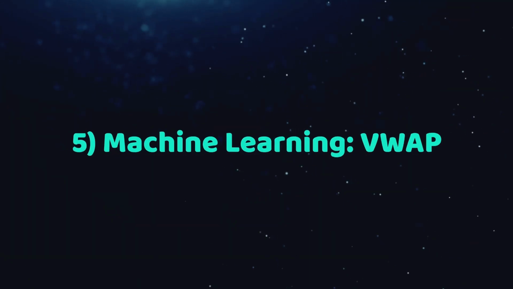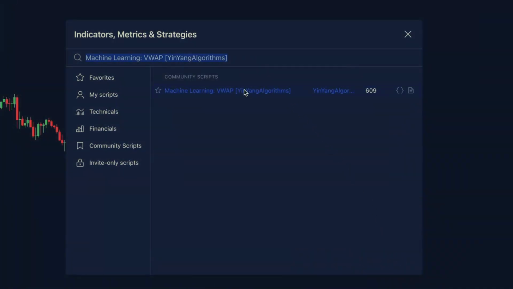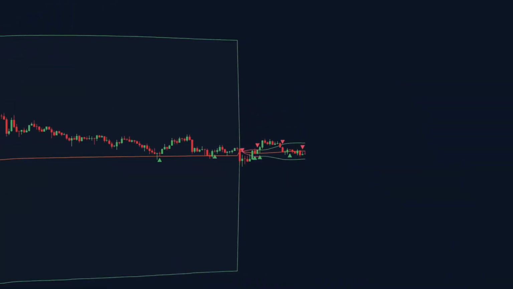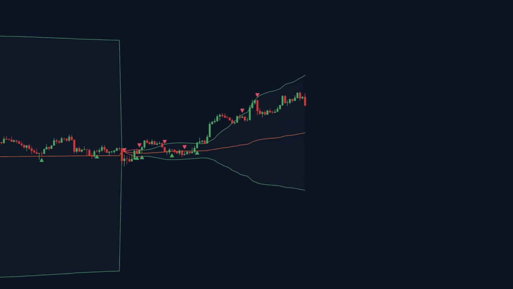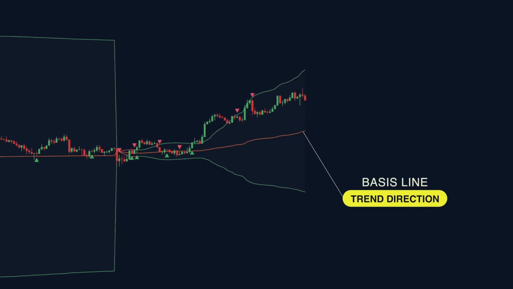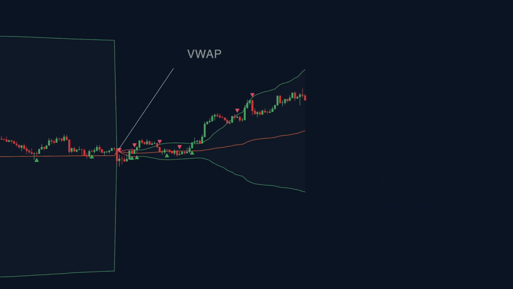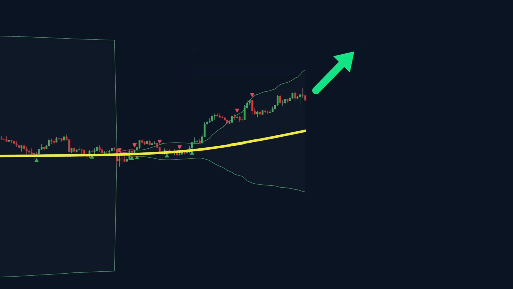Let's begin with indicator number 5, the Machine Learning VWAP by Yin-Yang Algorithms. This truly wonderful script aims to use machine learning to identify the best location to anchor the VWAP at. Rather than using a traditional fixed length, by applying machine learning, we can identify crucial areas to reset the VWAP and start anew. Due to how the anchor for this VWAP changes, you may notice that the basis line may act as a trend identifier.